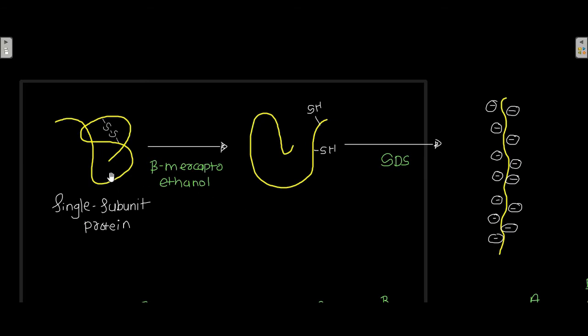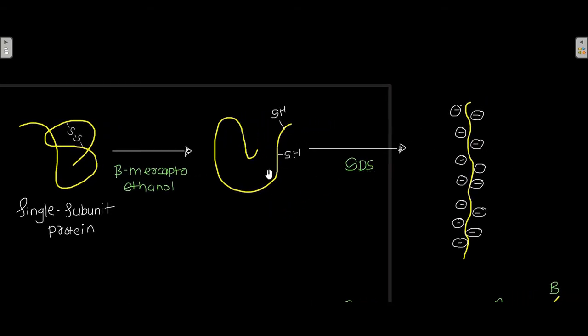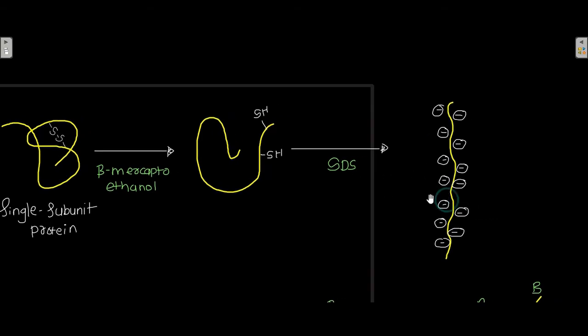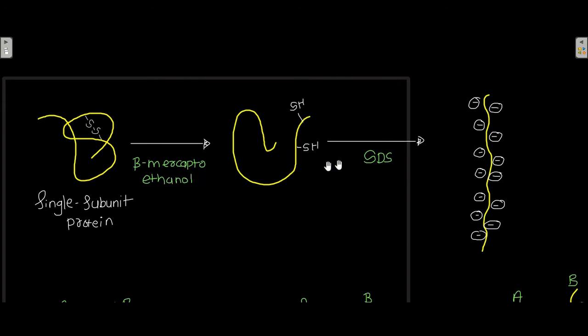So this is your single subunit protein. It has a disulfide bond in it. Then you subject it to beta-mercaptoethanol. Now this disulfide bond is broken and this structure is produced. Now you treat this structure with SDS, and now the polypeptide chain is forced into the extended conformation, and it also has the negative charge all over it. So that is how beta-mercaptoethanol and SDS function with respect to your protein.